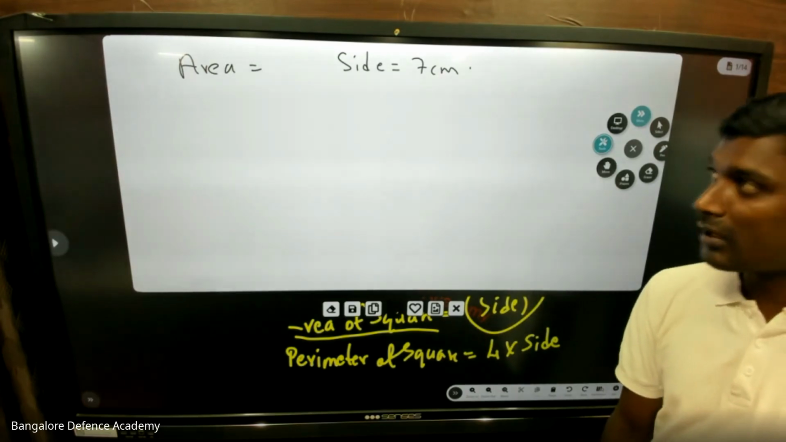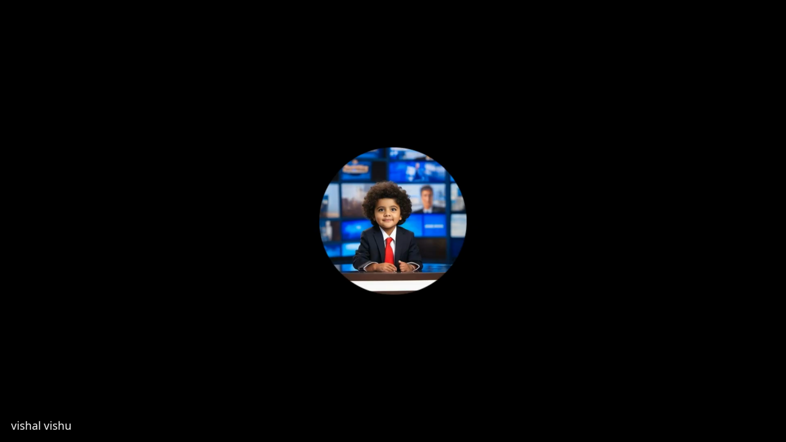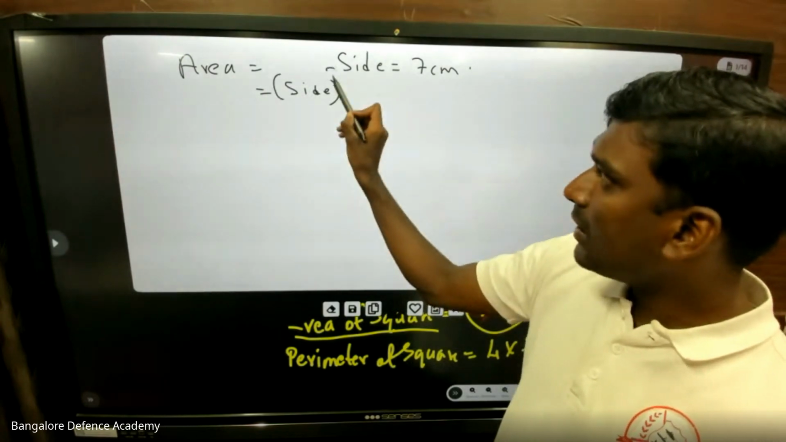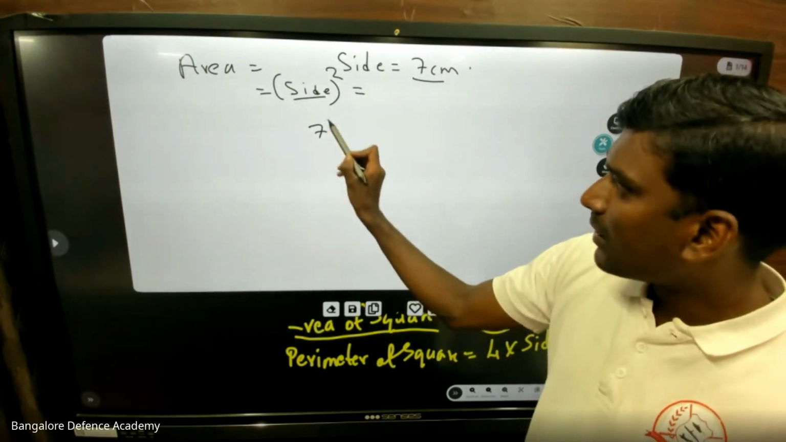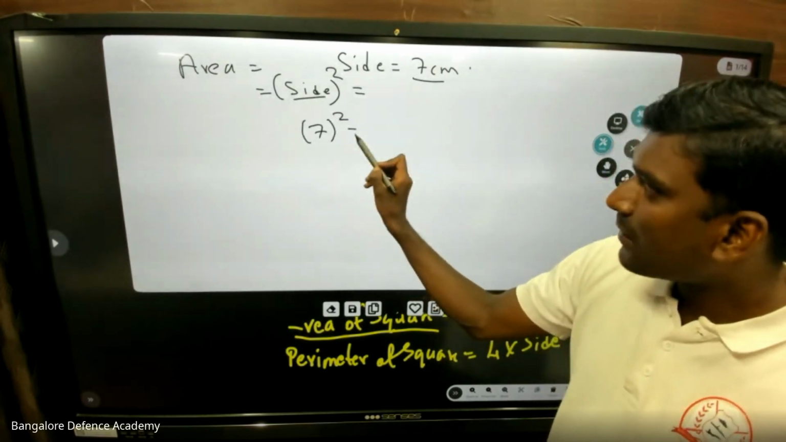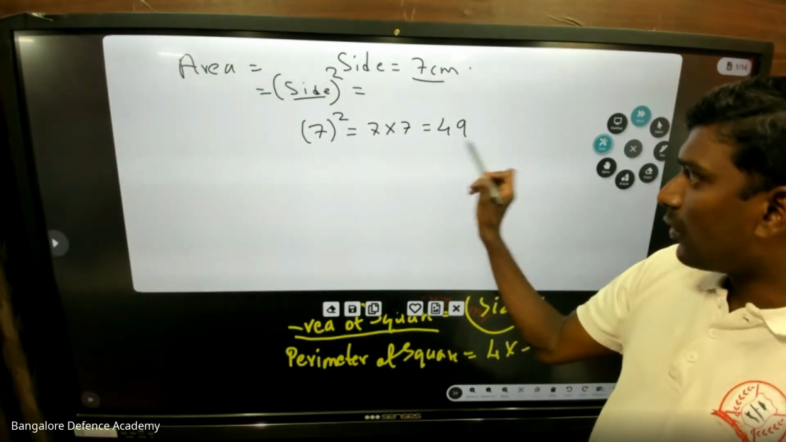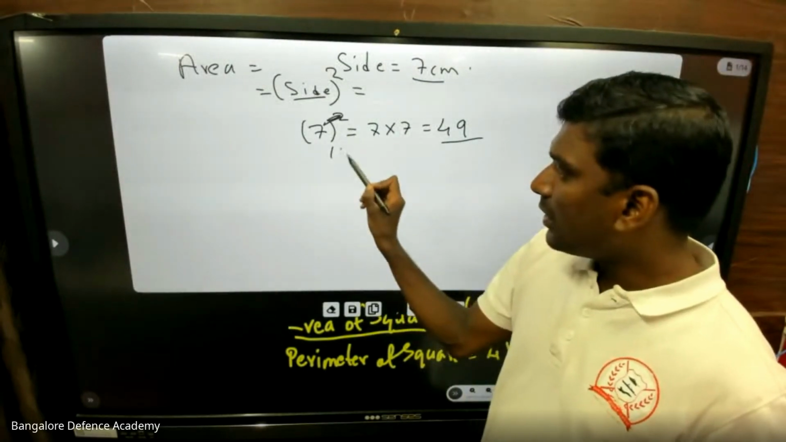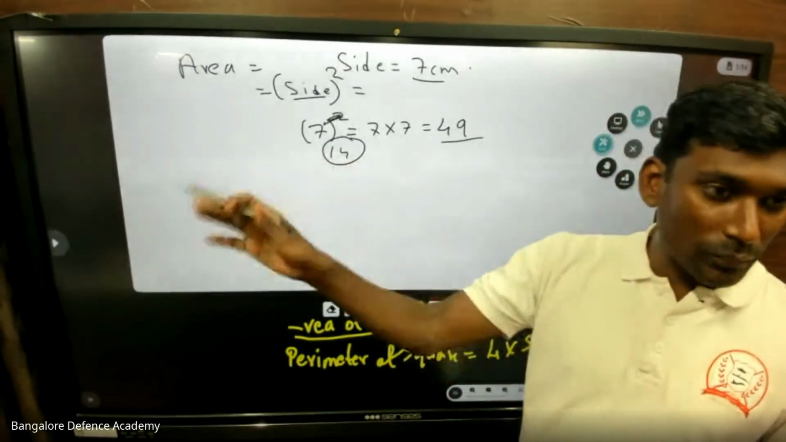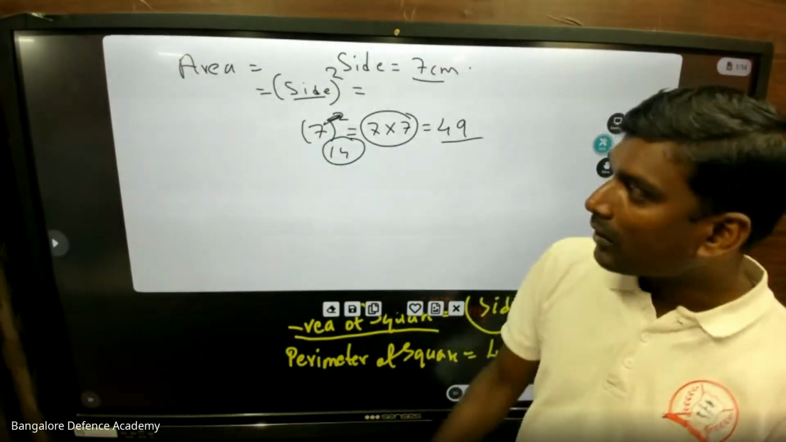Now shall we do it together? See, I know the formula. The area of a square formula is side square. What is the side I have given? 7, so I write 7 square, which means 7 into 7. What is 7 into 7? 49. Don't make the mistake of 7 into 2, 14. That is wrong; you should do 7 into 7. Do you understand? Okay, fine.